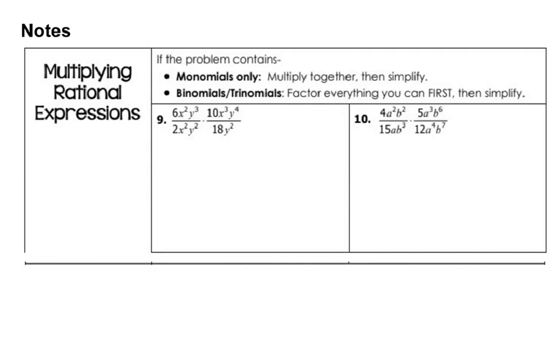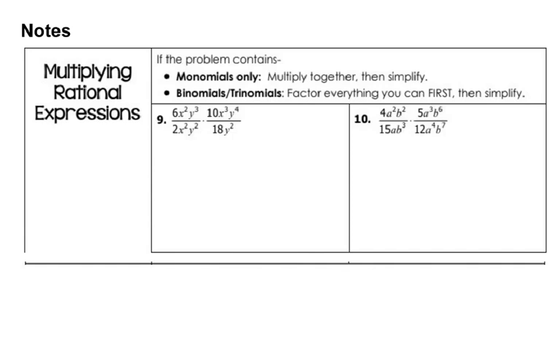If you have binomials or trinomials, you have to factor everything you can first, and then you need to simplify, which means you have to get rid of the common factors. So if you look at example number 9, we have monomials multiplied together. The first way I'm going to show you is to multiply everything and then simplify afterwards.